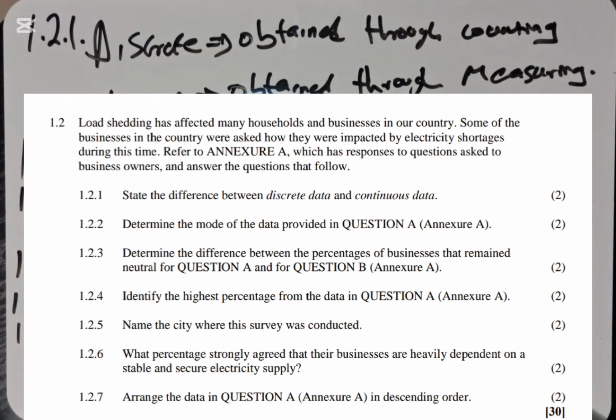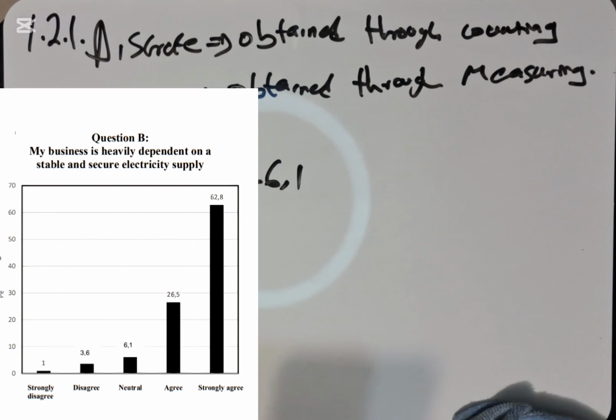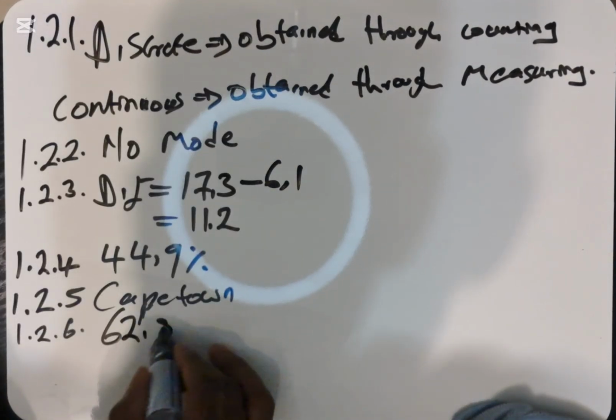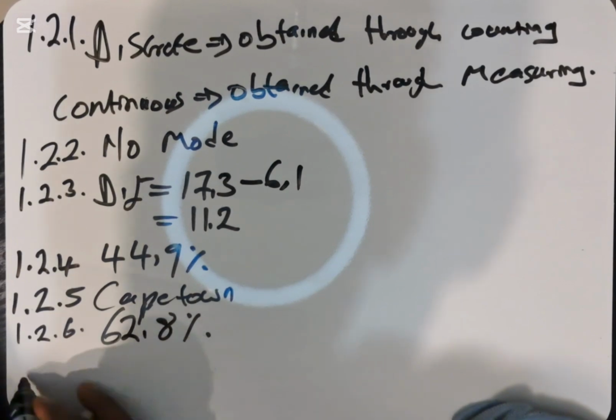1.2.6. What percentage strongly agreed that their businesses are heavily dependent on a stable and secure electricity supply? If you go and check here, this is question B. So in question B, the one that strongly agreed is 62.8%.